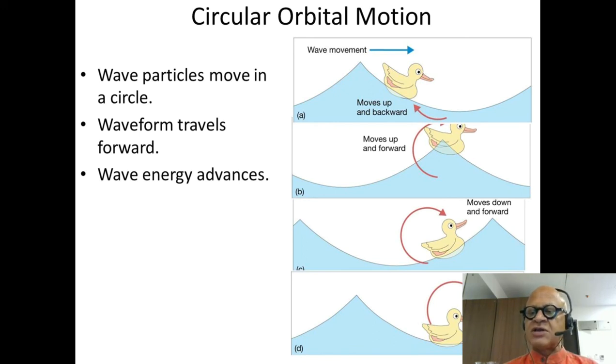This crest has gone forward. Then it's at the bottom where it's moving down and now back again in this phase. So the wave energy advances, waveform moves. You can find many animations online. So if this ducky thing didn't make sense, then just go online and search for orbital wave motion.